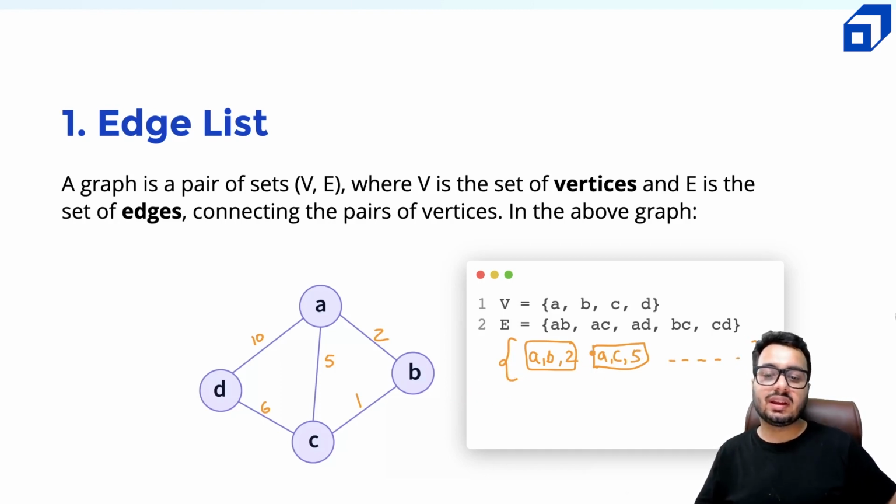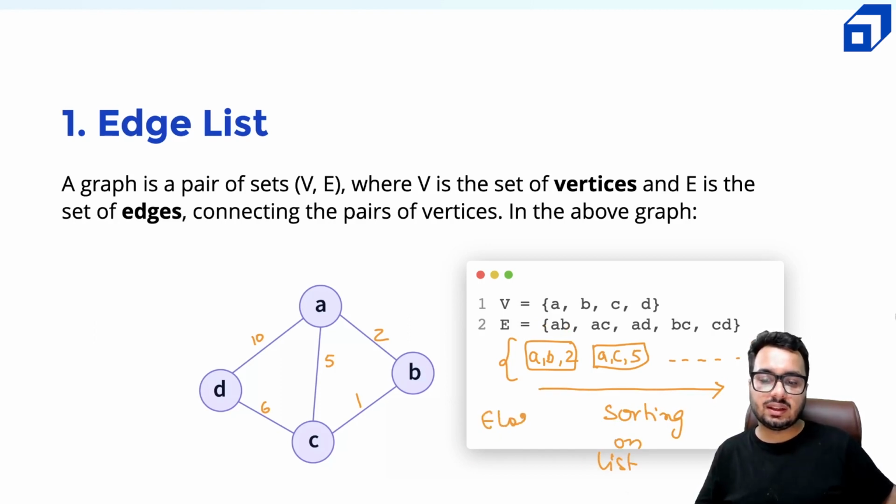Maybe I want to pick edges based upon their weight. So what I can do, if I've stored all edges in the form of a list, I can easily do sorting on this list. I can do sorting on the list in E log E time, right? And I can pick edges maybe based upon their weight, or according to some criteria, right? So maybe I want to do sorting on the list based upon the weight of edges.